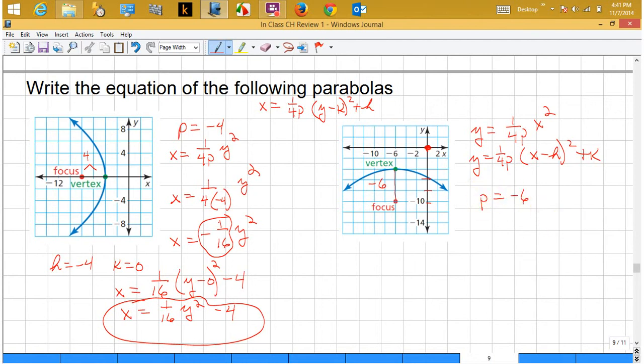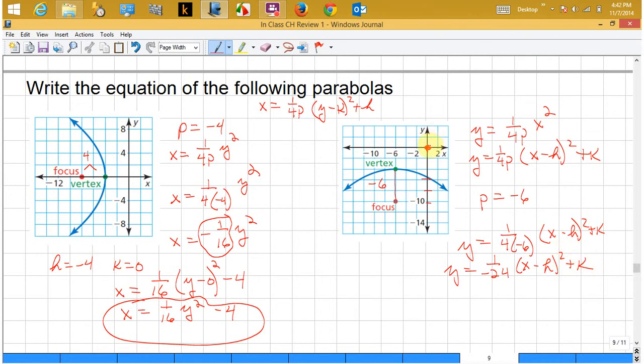All right, so let's go ahead and put that into the equation. So we will have y is equal to 1 all over 4 times a negative 6, (x minus h) squared plus k. y is equal to 1 over a negative 24, (x minus h) squared plus k. And now let's add the h, k in.